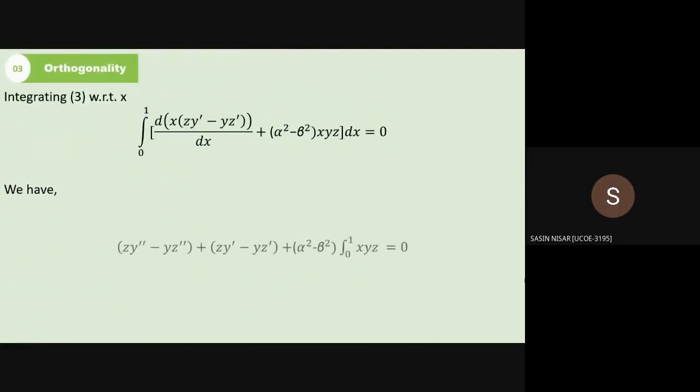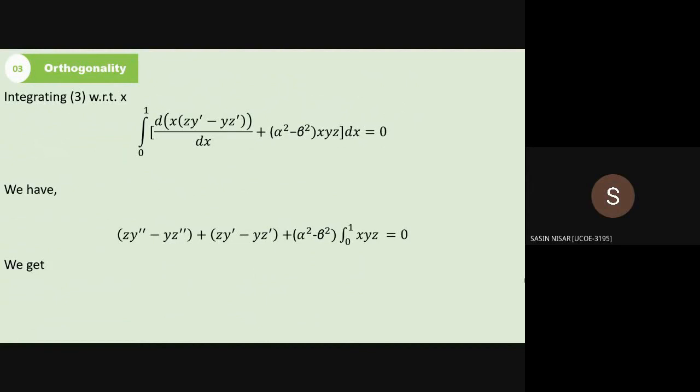On integrating both the sides with respect to x, with limit 0 to 1, we get the integration of the differentiation of x, z y dash minus y z dash by dx, plus alpha square minus beta square x y z dx, which is equal to 0. Full integration is with respect to x.